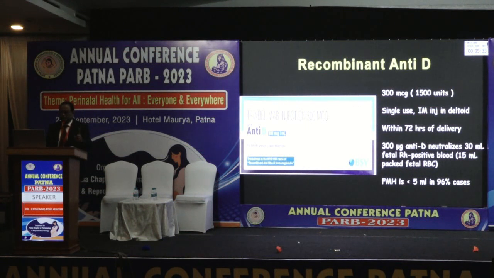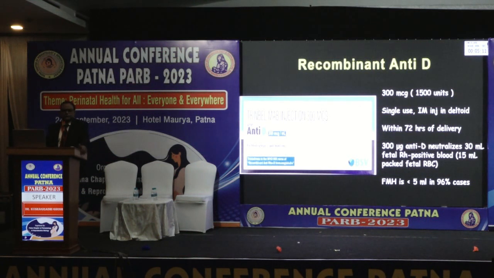It's a single use IM injection in the deltoid, not to be given in the gluteal region. It has to be given within 72 hours of delivery. 300 microgram anti-D neutralizes 30 ml of fetal Rh positive blood. Don't have to remember that. And if the fetal-maternal hemorrhage is less than 5 ml, it gives 95% protection.